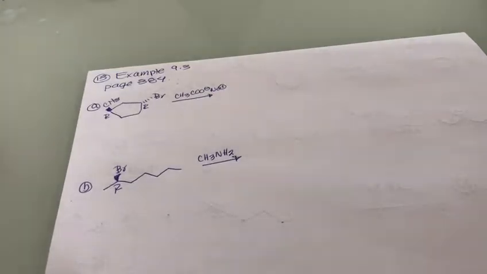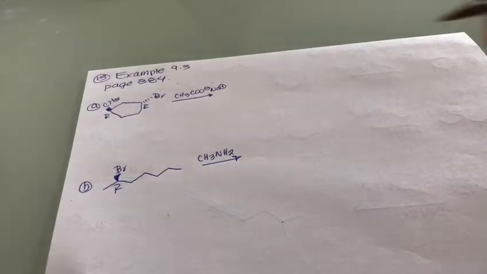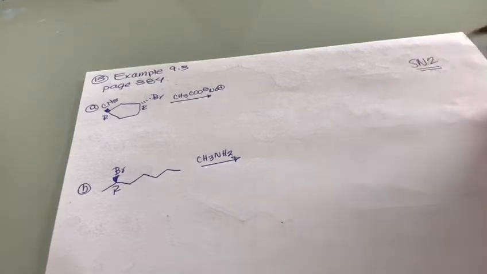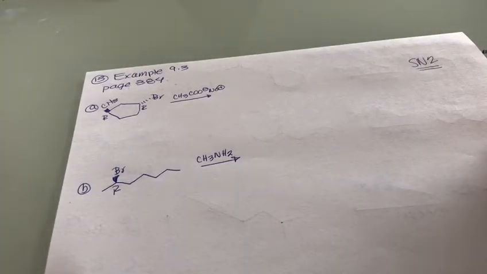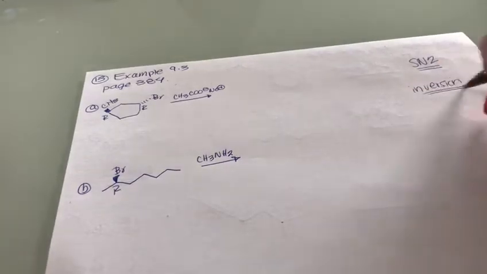Let's go over the example 9.3 found on page 384. It says to complete these SN2 reactions showing the configuration of each product. Okay, it's telling you that they are SN2 reactions. And we know that for SN2 reaction, we will have the inversion of configuration.